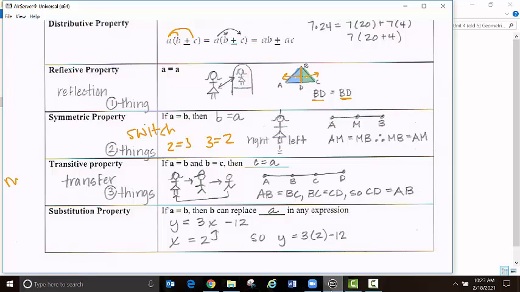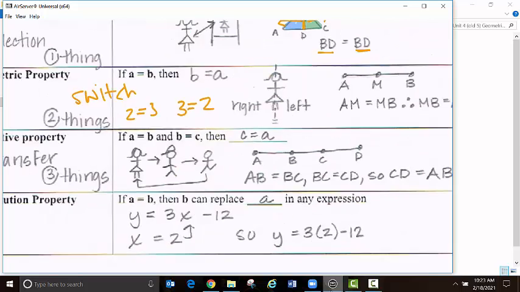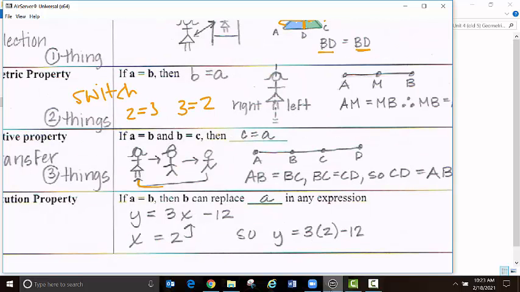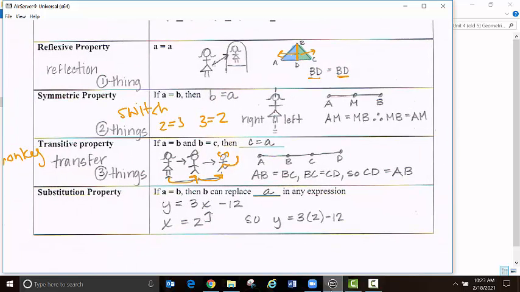Transitive, this is the monkey property. Okay, this is what was on the video. You have the same haircut as your friend. The friend has the same haircut as a monkey. Therefore, you have the same haircut as a monkey, right? It's the same thing we did with these earlier.